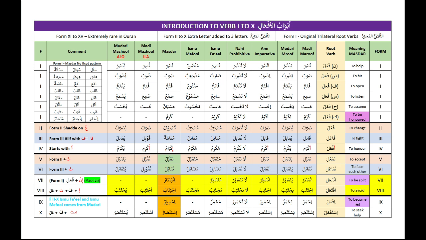Fa'ala yuf'ilu. Fa'il la tufa'il. Then fa'il maf'ul masdar. Mufa'ilun mufa'alun taf'ilun. Then fu'ila yufa'alu. Next, form 3 verb. Fa'ala yufa'ilu fa'il la tufa'il. Mufa'ilun mufa'alun. Mufa'alatun. Fu'ila yufa'alu.